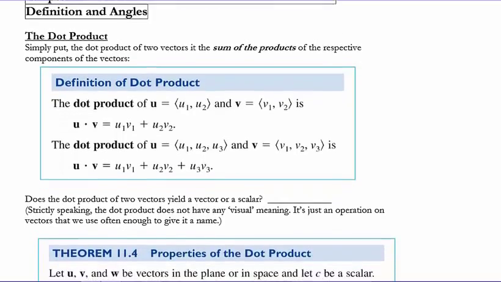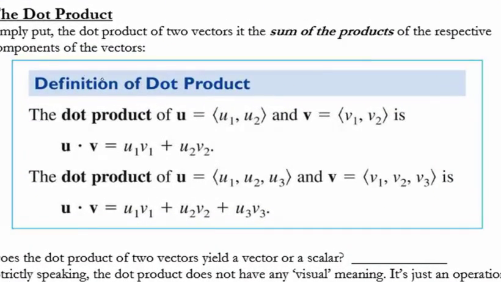So what is this dot product that I speak of? Well, simply put, the dot product of two vectors is the sum of the products of the respective components of the vectors. All right, so what does that mean? Let's say I have a vector in the plane, u1, u2, and another vector, v1, v2. The dot product, u dot v, is when you take u1 times v1 and then add it to u2 times v2: u1 v1 plus u2 v2.